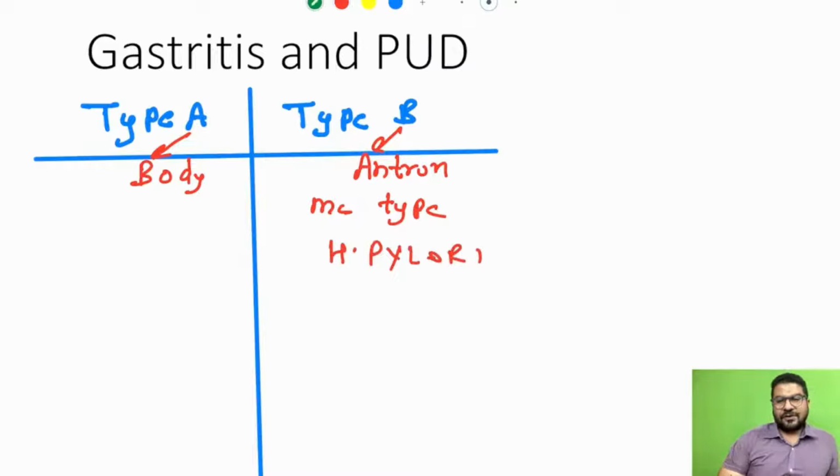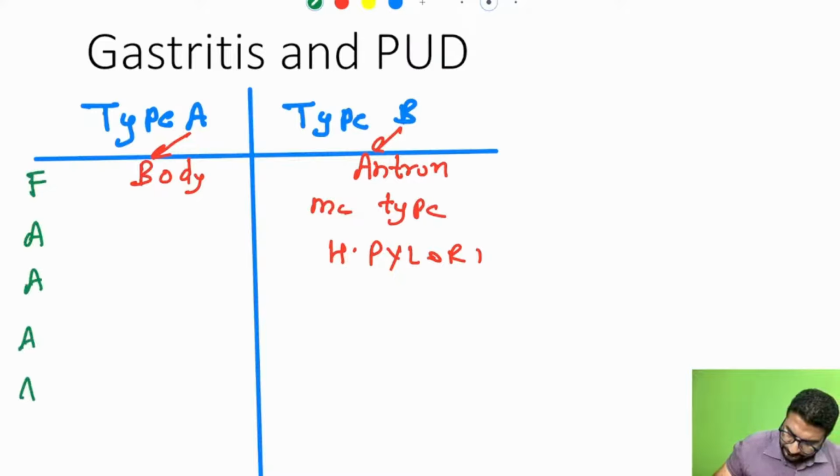Type A is more common in exams, I can say. Type B is more common in practice. Type A is more common in MCQs. So this you can remember by the mnemonic FA. FA means, understand this thing. First F stands for fundus. So this will involve fundus and body.